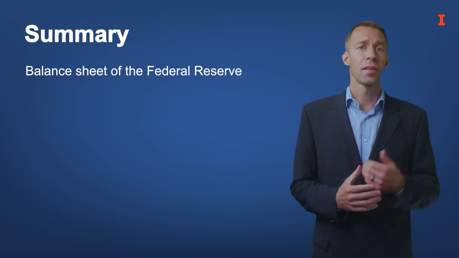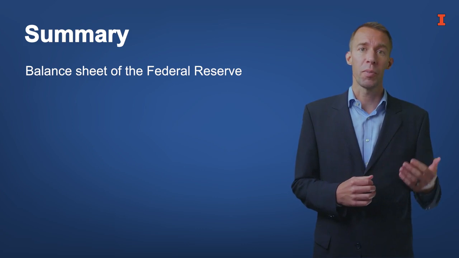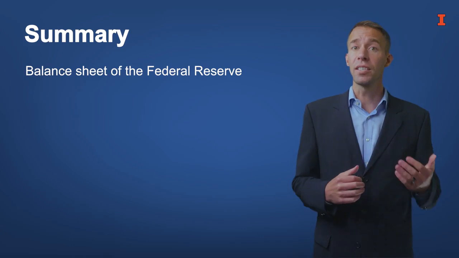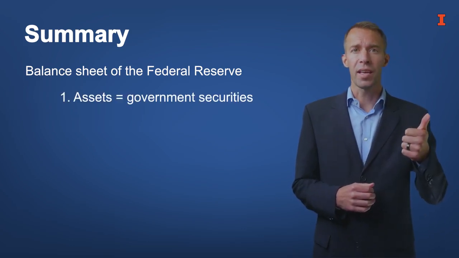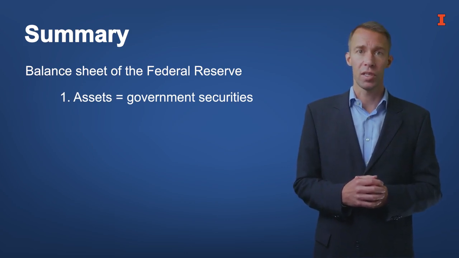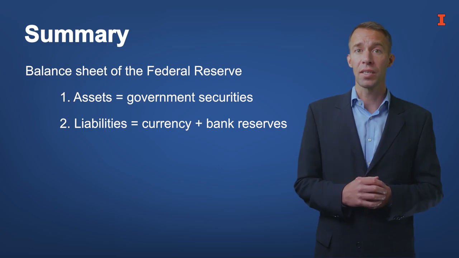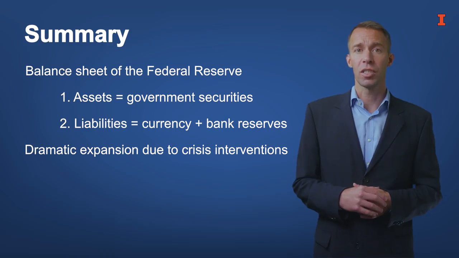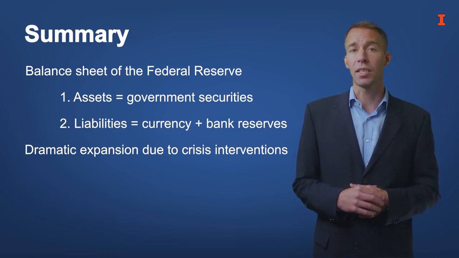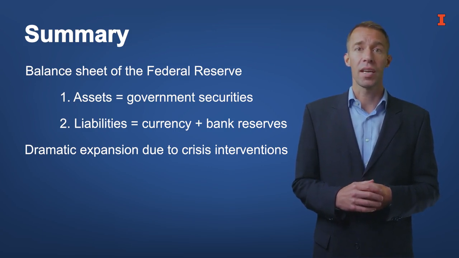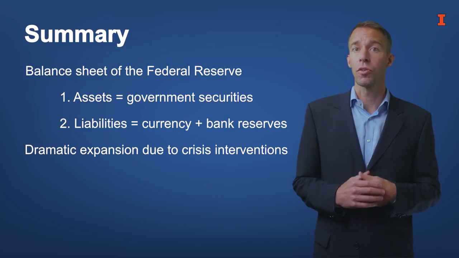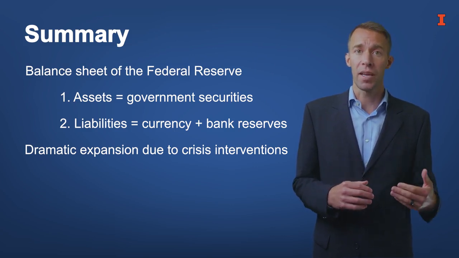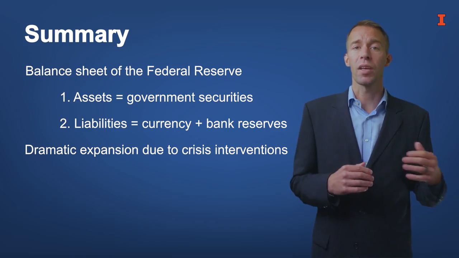Let's wrap up. In this lecture, we have discussed the Federal Reserve's balance sheet and its components. The key takeaways are: first, the main asset held by the Federal Reserve is government securities. Second, the main liability is the monetary base. This consists of currency in circulation and bank reserves. Third, the size of the balance sheet went up by a factor of 10 between 2008 and 2020. At this time, the Fed used its monetary policy tools to support the economy. It paid for this support by increasing the monetary base, particularly the amount of bank reserves in the financial system.